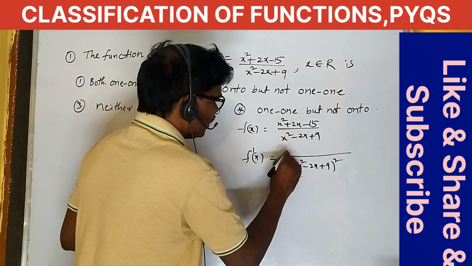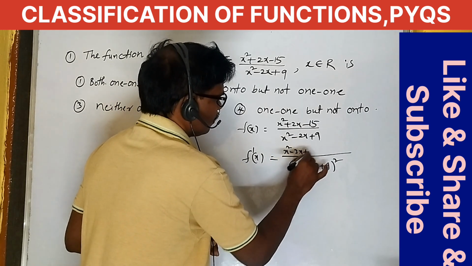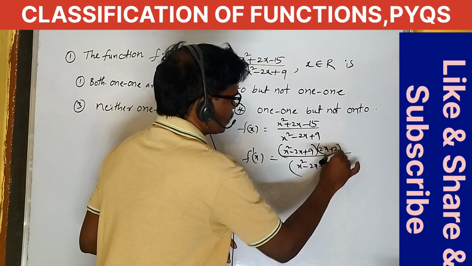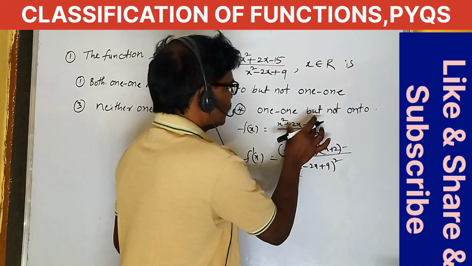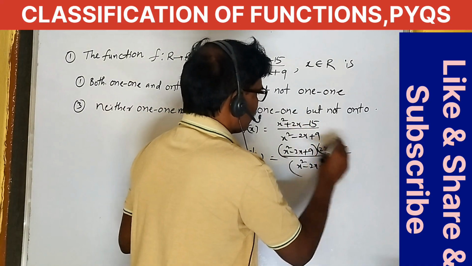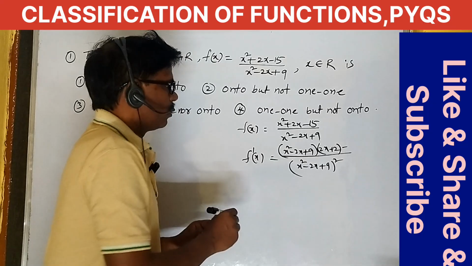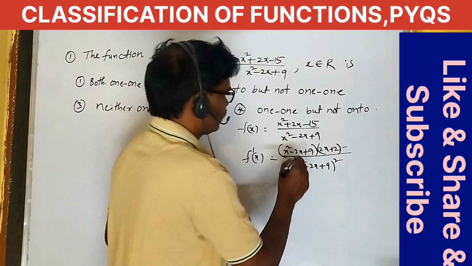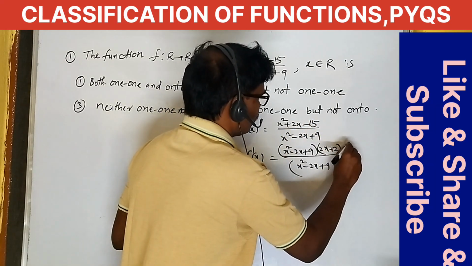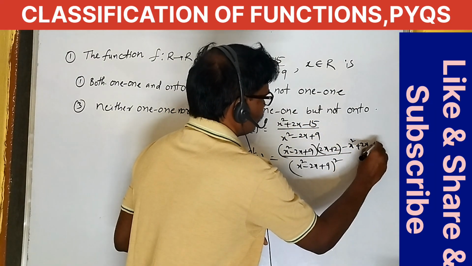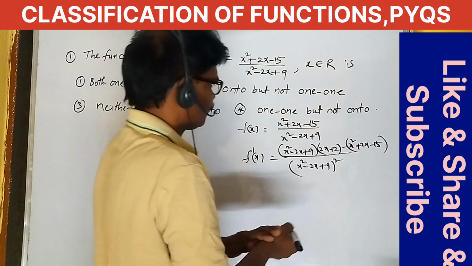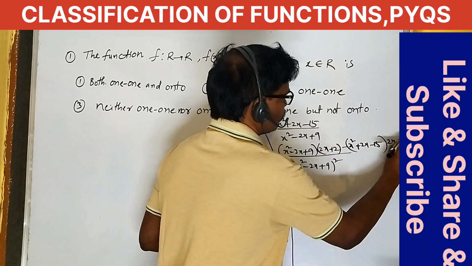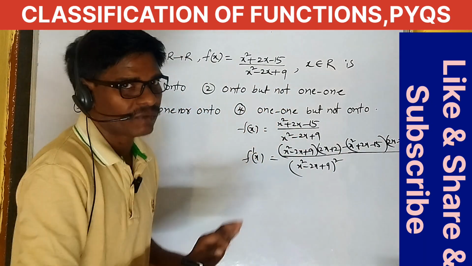This is v, that is x square minus 2x plus 9, into the derivative of u, which is 2x plus 2, minus u into v dash. Here u is equal to x square plus 2x minus 15, and v dash is the derivative of v. What is v dash? v dash is equal to 2x minus 2. Okay, simplify this first.